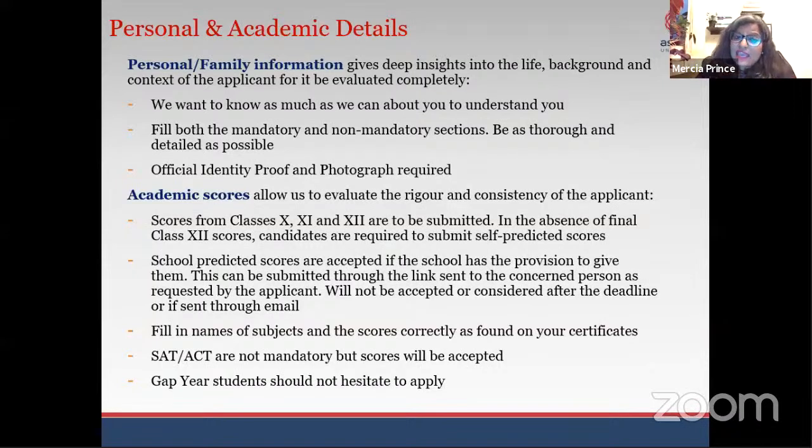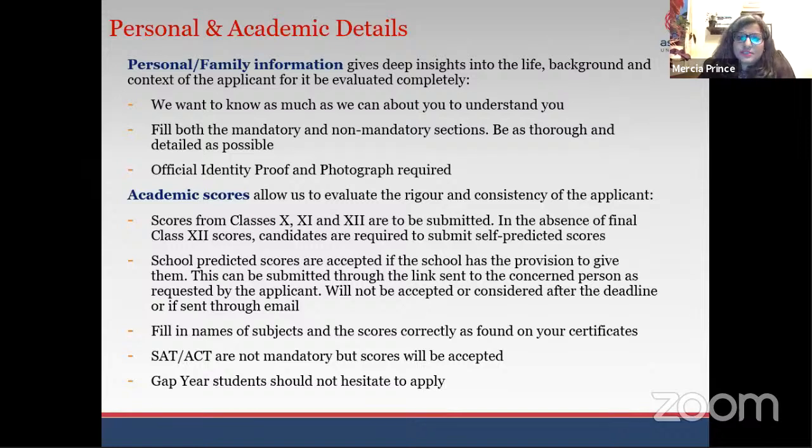So the aim is to get to know you as much as we can, even though we may or may not meet all of you, but to be able to understand you. And the application form really is the window, the first window, and maybe for some people, the only window, which allows us to have a peek into you and your life, right? So fill both mandatory and non-mandatory sections, be as thorough and detailed as possible.